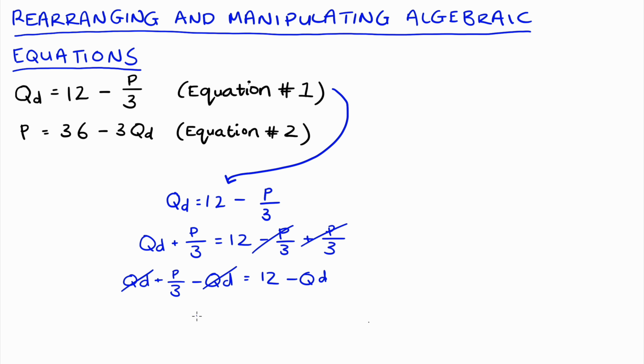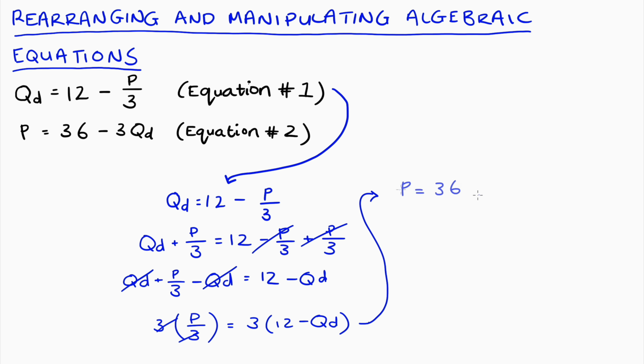Now I have a division by 3 here, which I want to undo. That's on the left-hand side. So multiplication undoes division. So I'm going to multiply the left-hand side by 3, and I'm going to multiply the right-hand side by 3 as well. So on the left-hand side, the 3's cancel out. On the right-hand side, I can open up those brackets. I've multiplied everything there by 3, right? 3 times 12 is 36. And 3 times that negative quantity demanded is minus 3 quantity demanded. And that's it. We have derived equation 2 from equation 1.